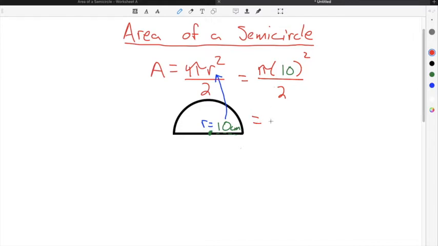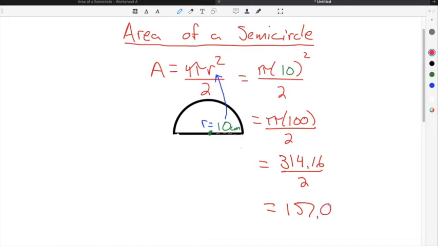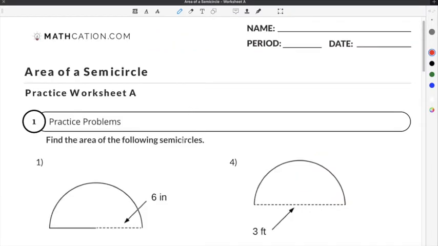According to order of operations, the first thing you need to do is square, or do the exponent. So we're going to do 10 times 10, which is 100, and pi times 100 is 314.16. Then 314.16 divided by 2 gives us 157.08 centimeters squared.